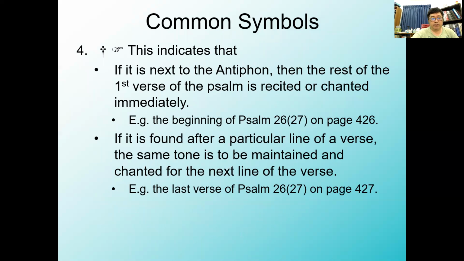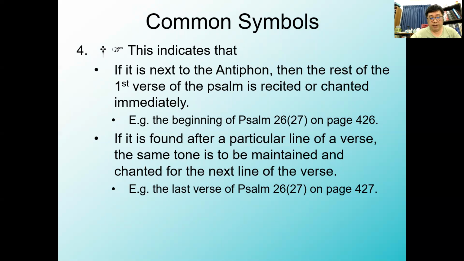The next symbol that we need to take note of is what we call a cross or plus symbol. If the plus symbol is next to an antiphon, then the rest of the first verse of the psalm is recited or chanted immediately. If it is found after a particular line of a verse, the same tone is to be maintained and chanted for the next line of the verse.